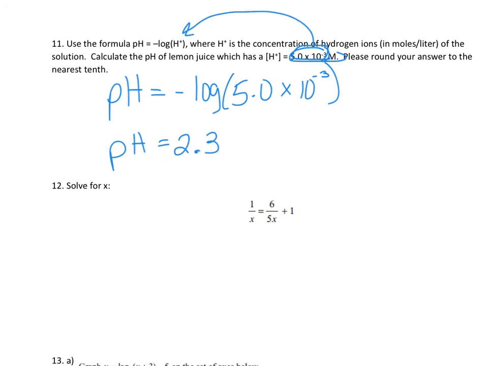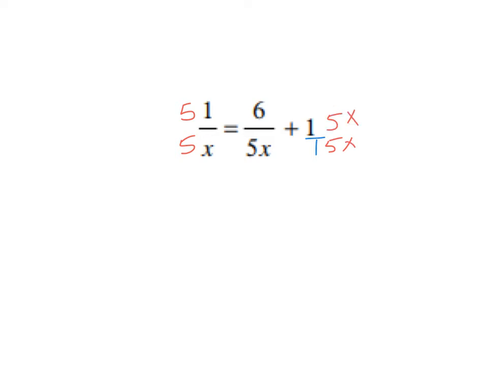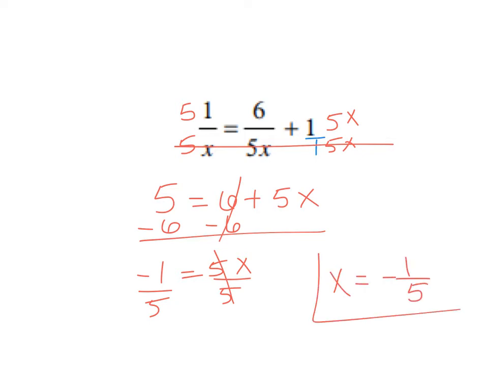Next one, solve for x. Best way to start this one is to put this over 1 and find the common denominator. Well, this one definitely needs a 5 because the other one has a 5. This one needs both 5 and x. That will allow us to cross out all the bottoms and leave us with 5 equals 6 plus 5x. Solving for x, subtract the 6 over, and you're going to get -1 equals 5x. Dividing by 5, you'll get -1/5. If you check your answer, this does work. Just plug it in for x. If you replace x with -1/5, it does satisfy the equation.